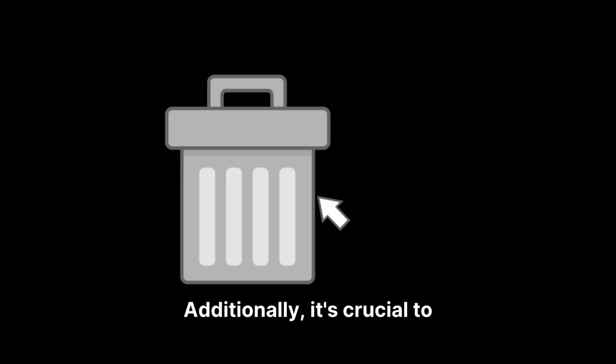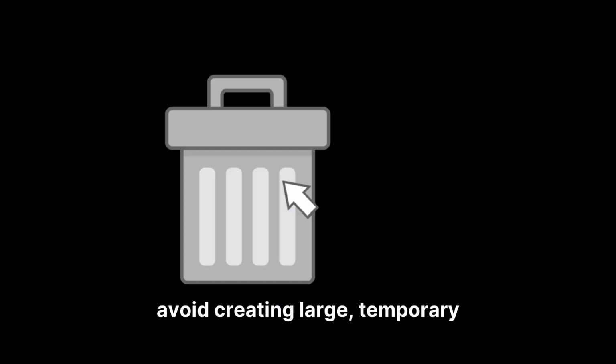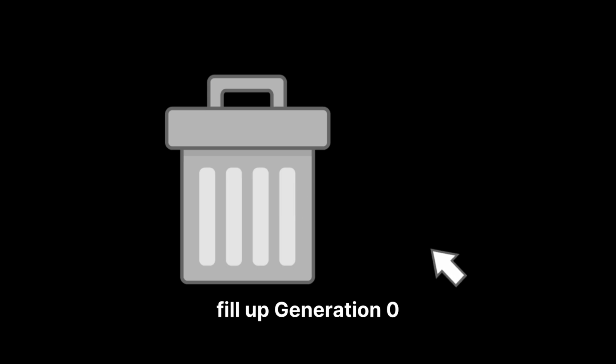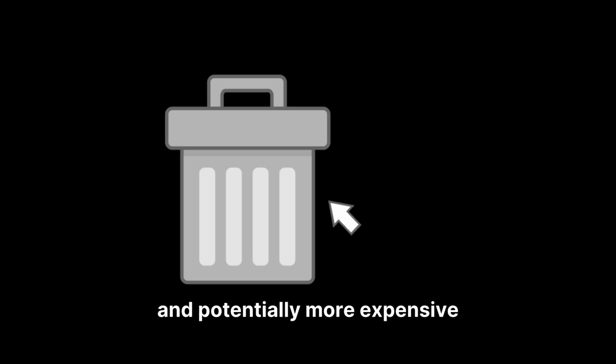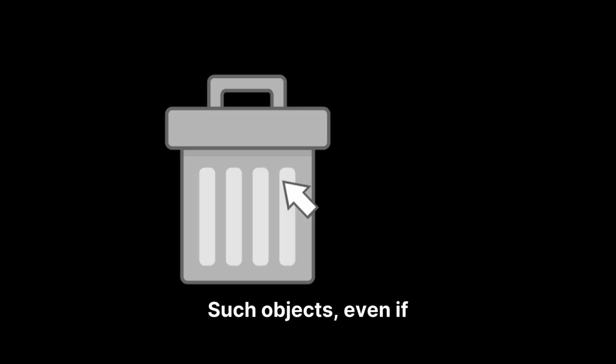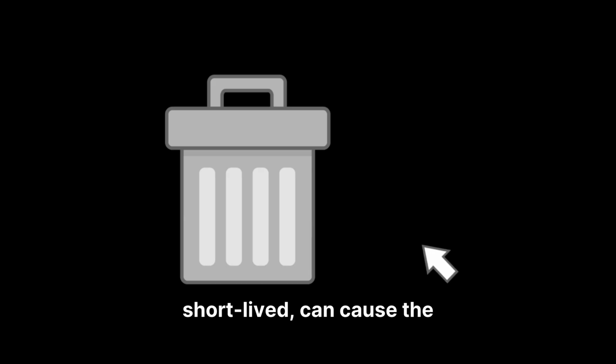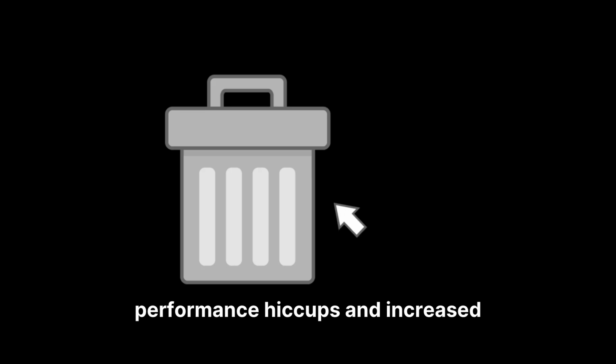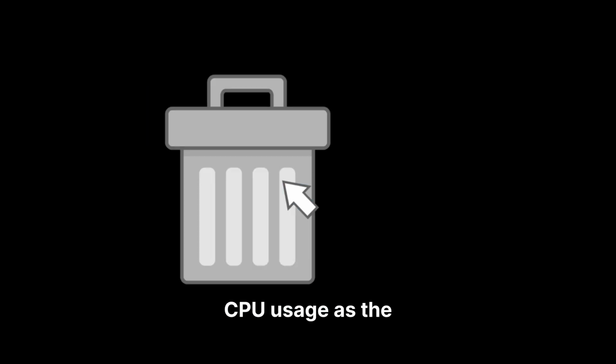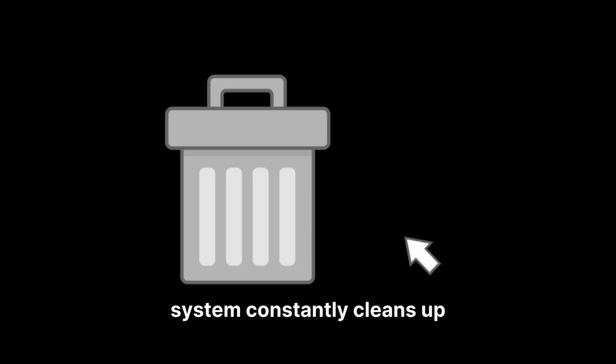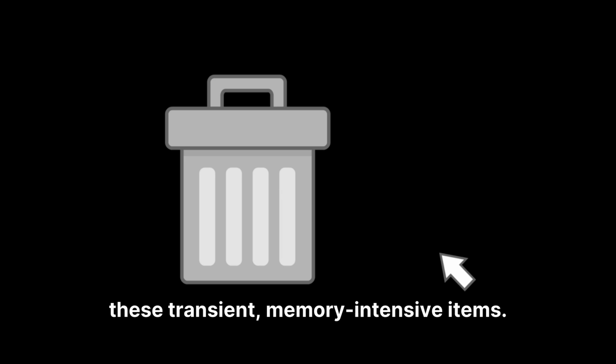Additionally, it's crucial to avoid creating large, temporary objects that can quickly fill up Generation 0 and trigger more frequent and potentially more expensive collections. Such objects, even if short-lived, can cause the GC to work harder than necessary, leading to performance hiccups and increased CPU usage as the system constantly cleans up these transient, memory-intensive items.